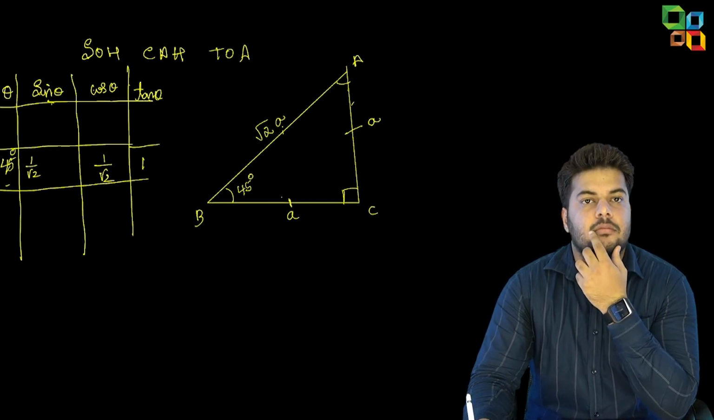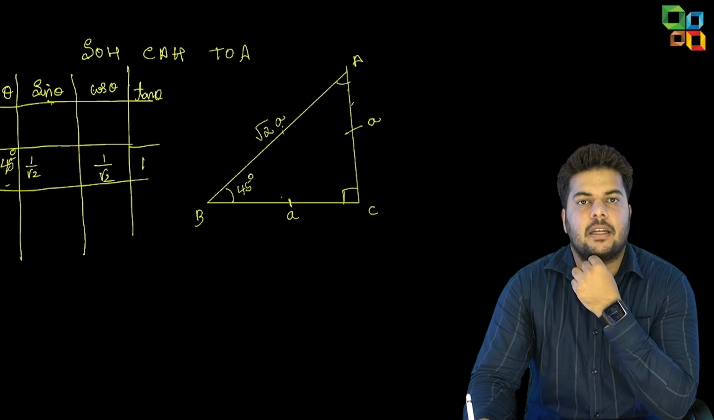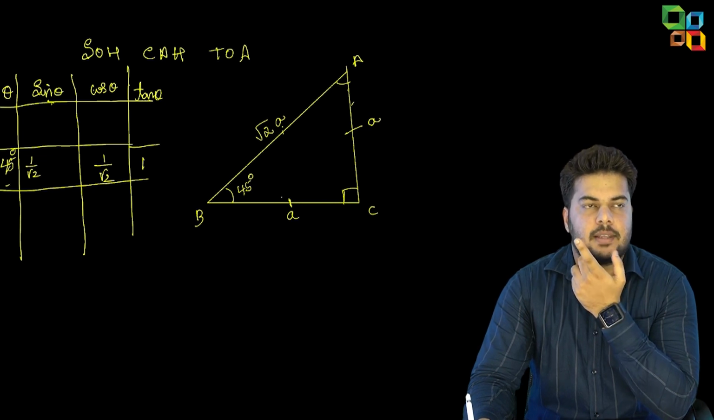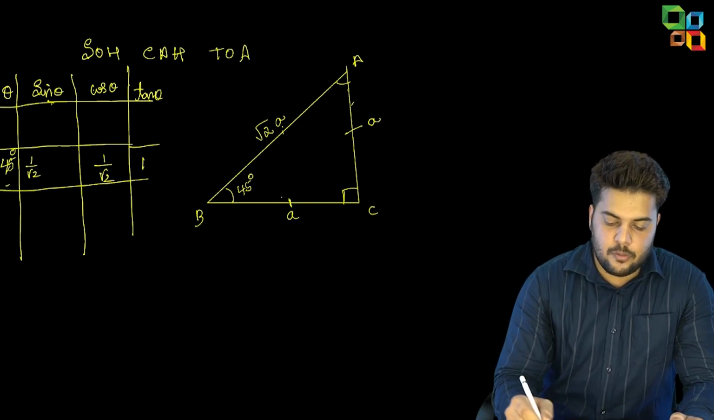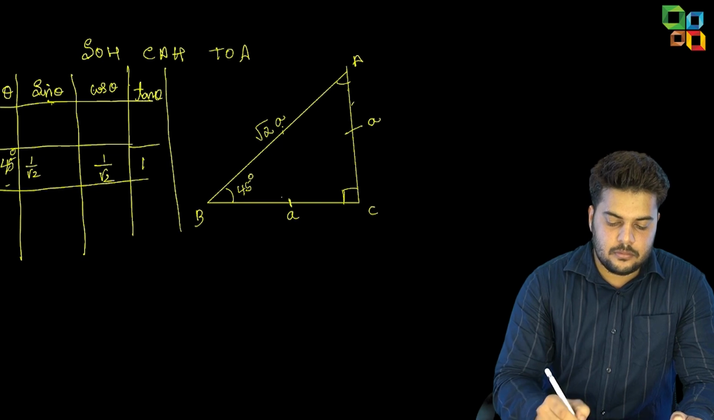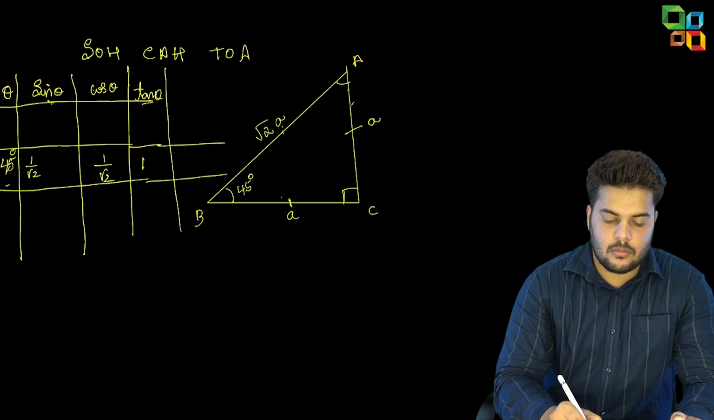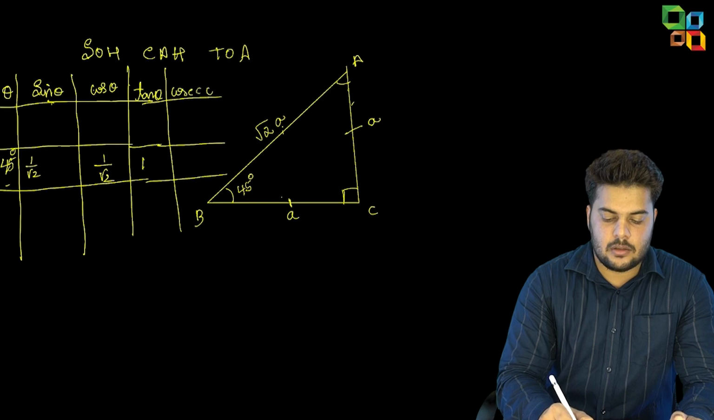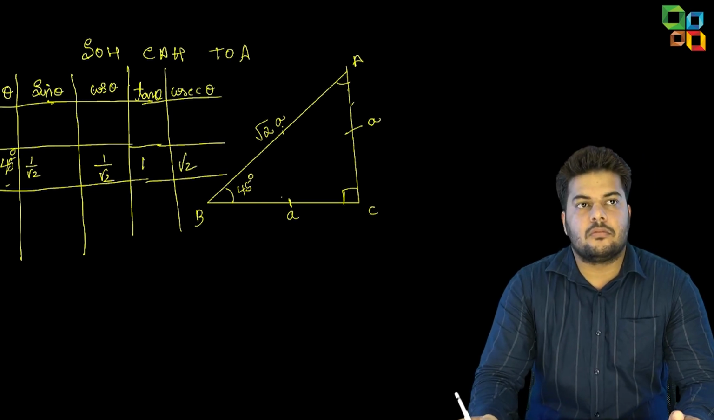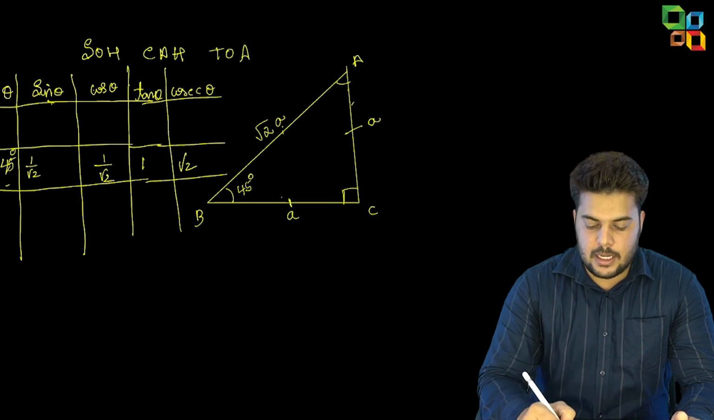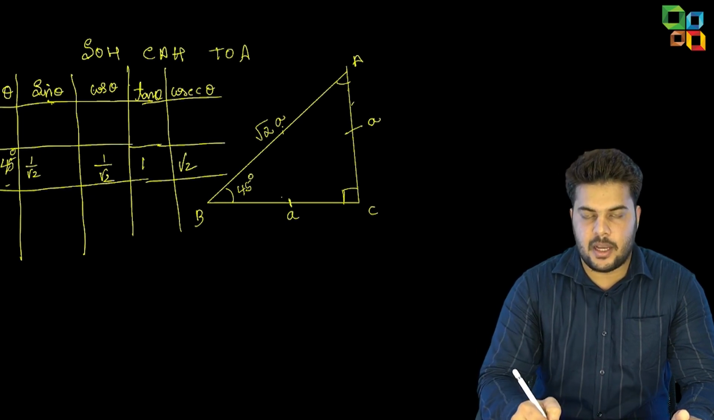Okay, what was the other one? Cosecant theta. What was cosecant theta? 1 by sine theta, right? What is cosecant of 45 degrees? Root 2. Yes. 1 by sine theta. Sine theta value we know, so root 2. So cosecant theta is hypotenuse by opposite side.